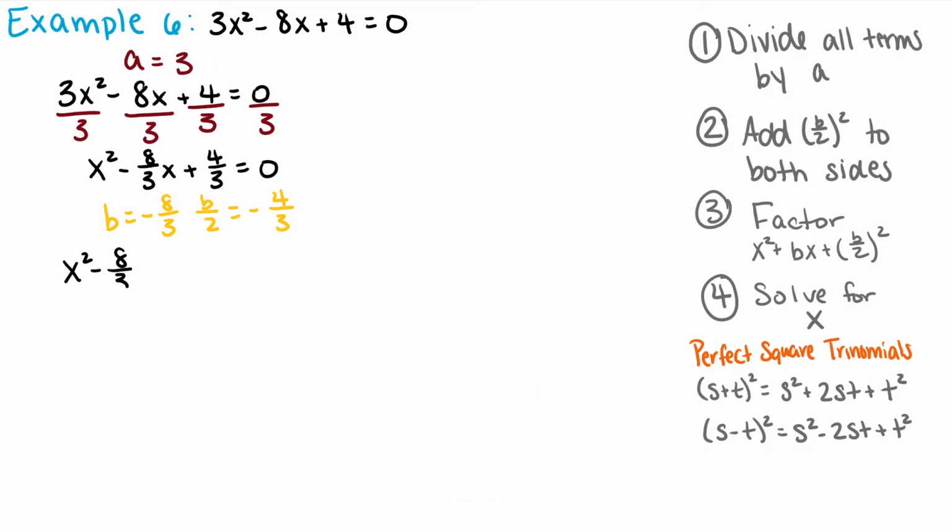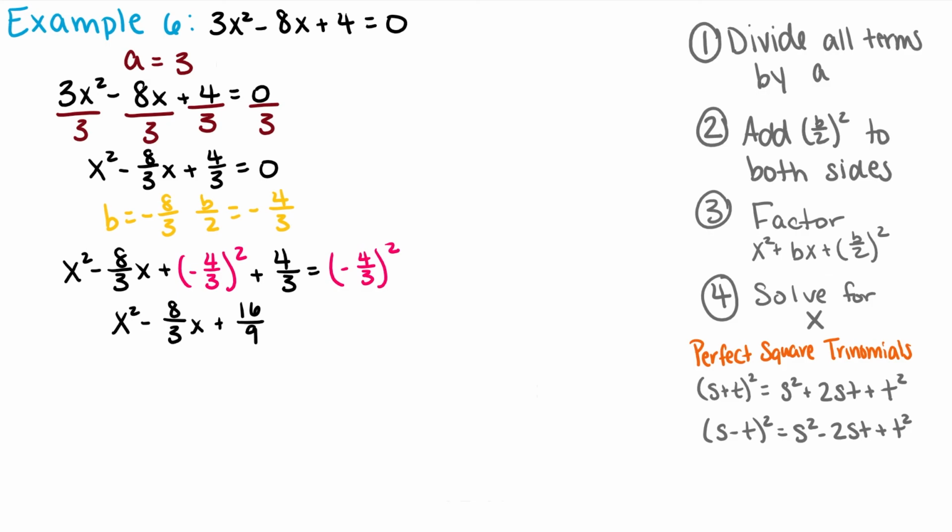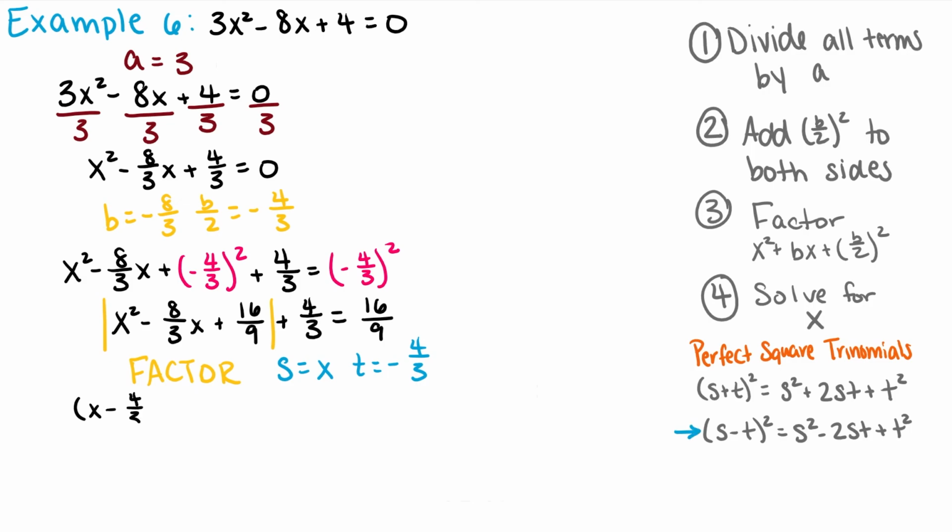When we add b over 2 squared to both sides, we get x squared minus 8 over 3x plus 16 over 9 plus 4 over 3 equals 16 over 9. Now we'll factor. S equals x and t equals negative 4 over 3. So this becomes x minus 4 over 3 squared plus 4 over 3 equals 16 over 9.